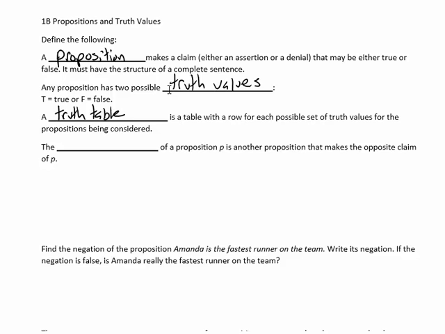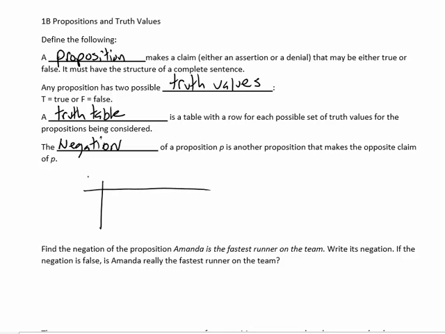The negation of a proposition P, so let me write that out. So negation of a proposition P is another proposition that makes the opposite claim of P. So if I have P and I want the opposite of it, then we call that a negation. So visually, what are we talking about here?